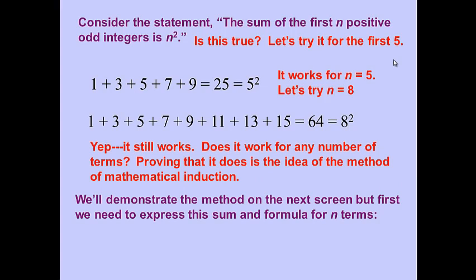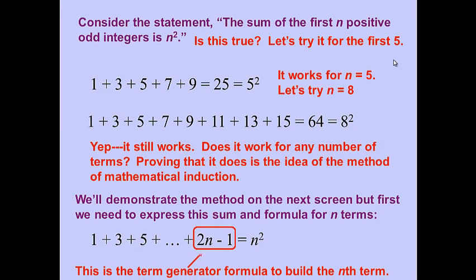So first of all, we need to write a formula for the nth term. Since we're just looking at specific numbers here, we need to know a general term. So we would write 1 plus 3 plus 5 plus up to 2n minus 1. Let's convince ourselves that 2n minus 1 is the term generator formula to build the nth term. For example, 9 is the 5th term in the sequence: 2 times 5 minus 1 is 9. 13 is the 7th term in the sequence: 2 times 7 is 14, minus 1 is 13. So if I plug any number in for n here, I'll get the nth term.